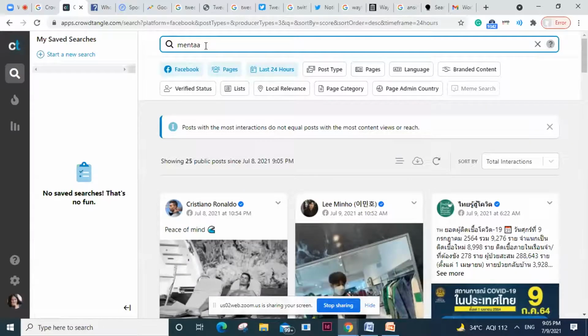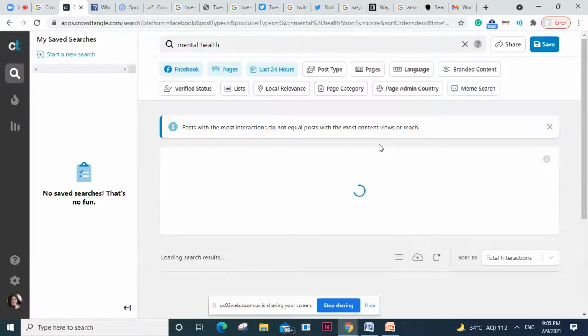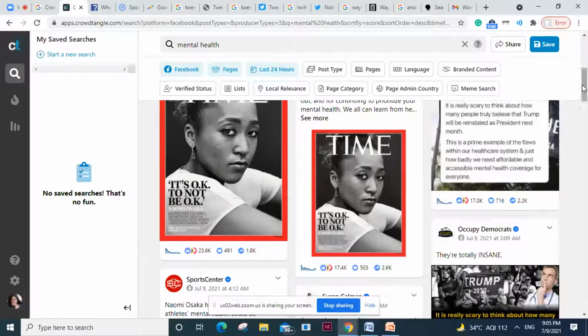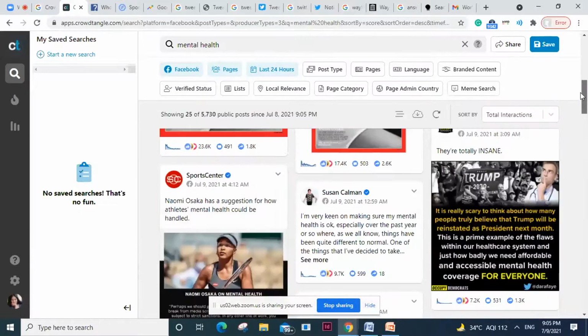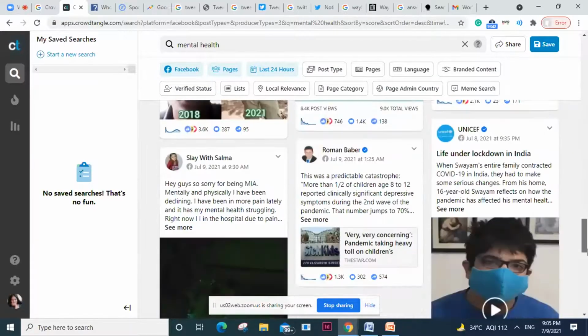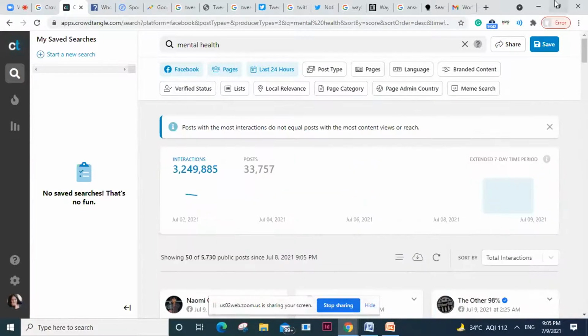So I'll type mental health and it will give me all the results. These are the interactions which are happening, right? And these are the different posts. And then of course, these are the filters. So for example, I just want from the verified status, I can do that. Page category, I can do that. Post type means do you want to see the text post, or you just want to see images or videos? So these are the different filters. So it will give you all the information about what people are talking about mental health.